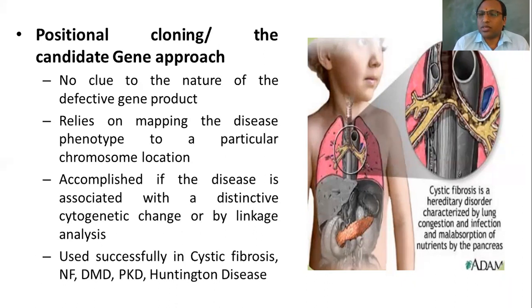So cystic fibrosis is a hereditary disorder characterized by lung congestion and infection and malabsorption of nutrients by the pancreas. So what happens in cystic fibrosis? People will have autoimmune problems, or related to that, they will have metabolic problems, or they will have respiratory failures or respiratory problems or heart problems. And in future, they cannot do any athletic work or anything like that, and they can have different kinds of scenarios.